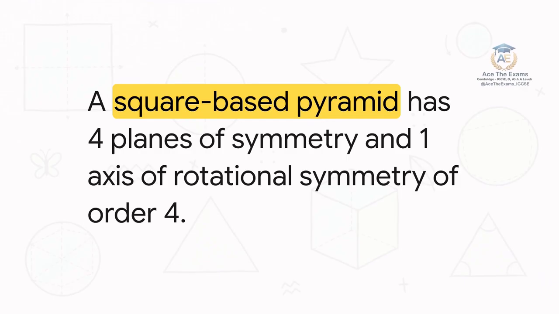But what about rotating it? If you drop a vertical axis from the very top tip straight down through the exact center of the square base, you can spin that pyramid. And because that base is a square, it's going to lock into its original footprint 4 times in one full spin. Therefore, it has one axis of rotational symmetry, and it is of order 4.